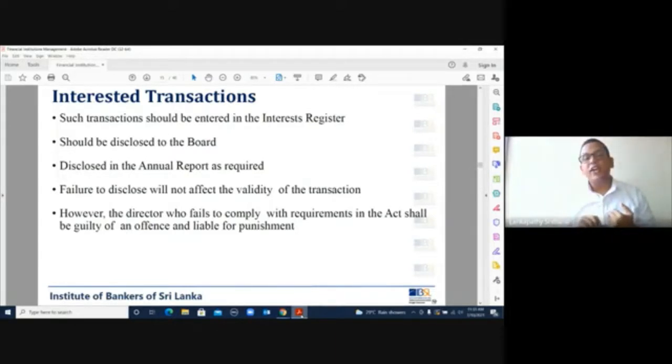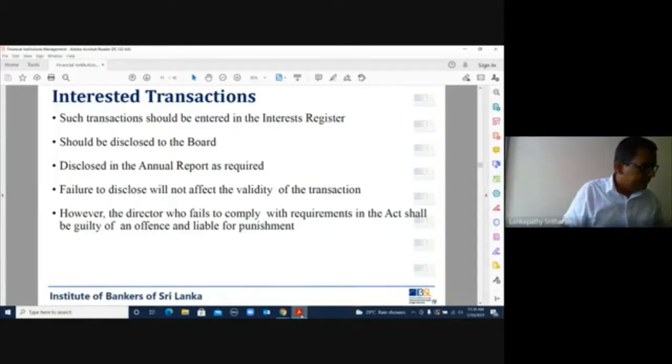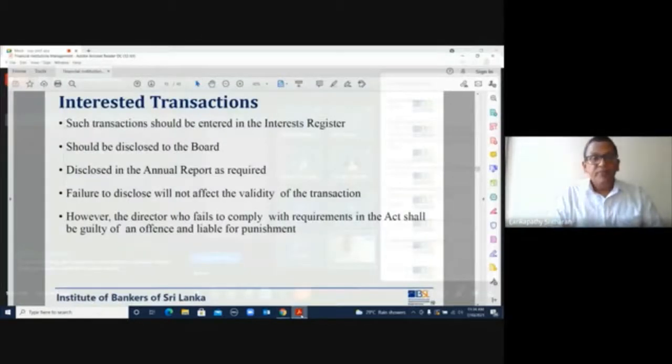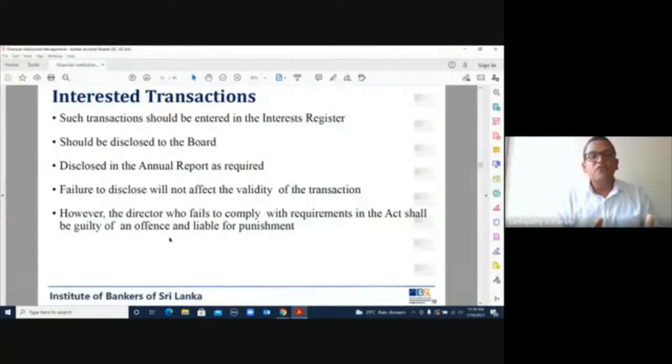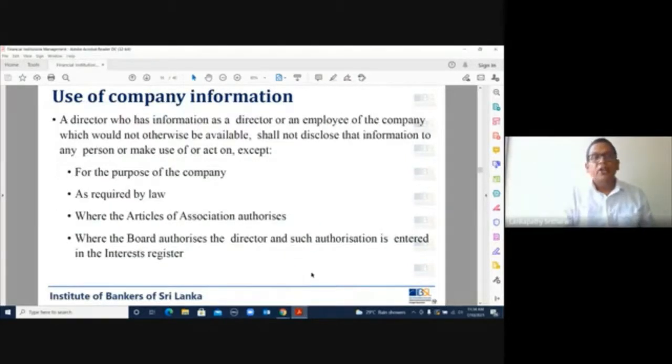And failure to disclose will not affect the validity of the transaction. It says that, failure to disclose will not affect the validity of the transaction. But it is good to disclose. However, a director who fails to comply with the requirement of the Act shall be guilty of an offense and liable for punishment. So the failure to disclose will not affect the validity of the transaction. However, the particular director will be fined as guilty of an offense. Understand? Okay. Next, use of company information. I think this is also related to the directors. So before that, do you have any questions on what we have discussed?